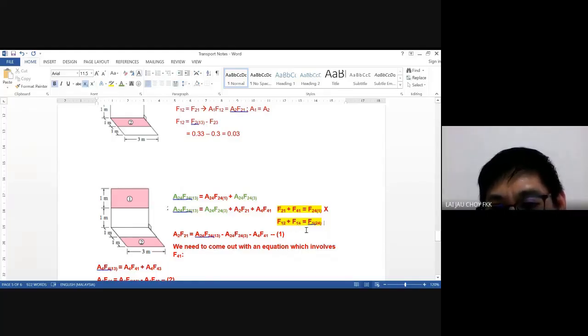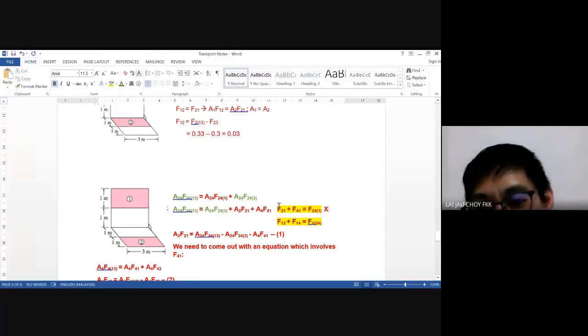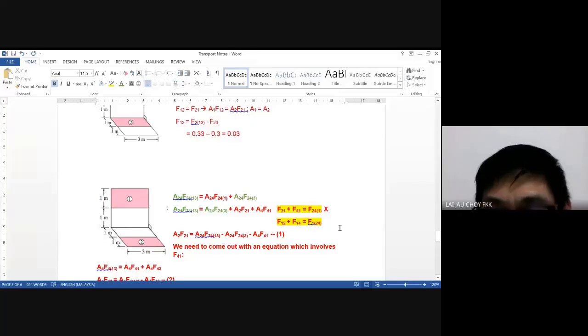Okay, you see, in this superposition rule, the bigger surface is 2,4. So the correct one is F1,2 plus F1,4 equals F1,2,4. This is the superposition rule. But if the bigger surface is at the front, F2,1 plus F4,1, then this is wrong. This is not superposition. Okay, so this is something you need to take note of.